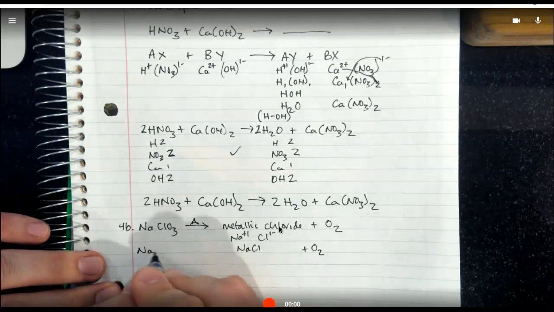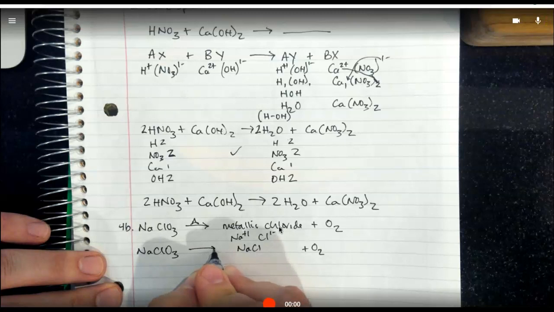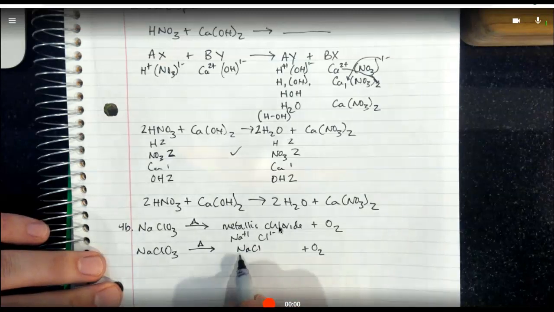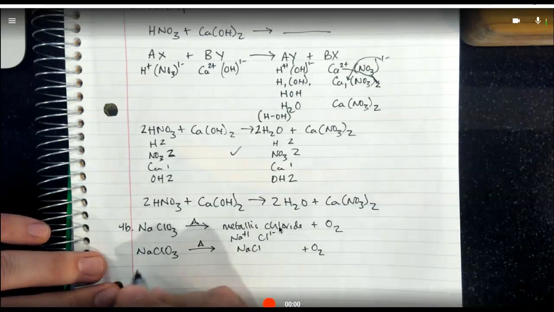So we have sodium chlorate decomposing to form sodium chloride and oxygen gas. Now, it's not balanced. That's okay. First, we need to make sure that we have the formulas written down correctly, which we do because we did the switcheroo, plus oxygen gas. So now we can go back and balance the equation.